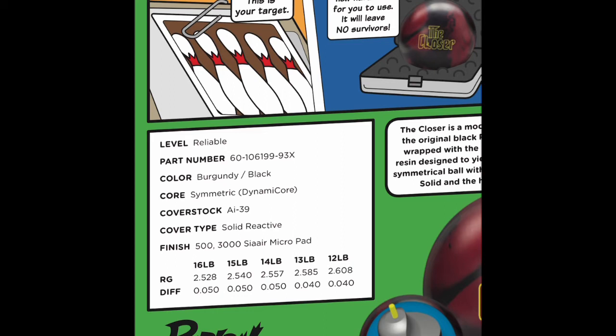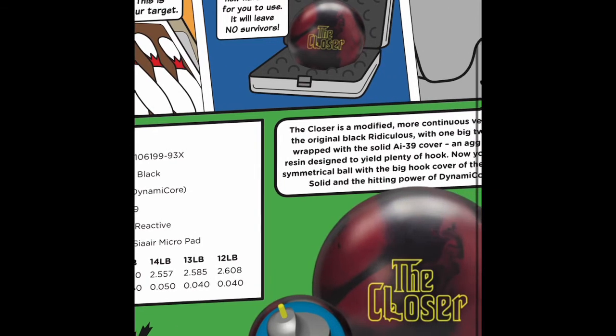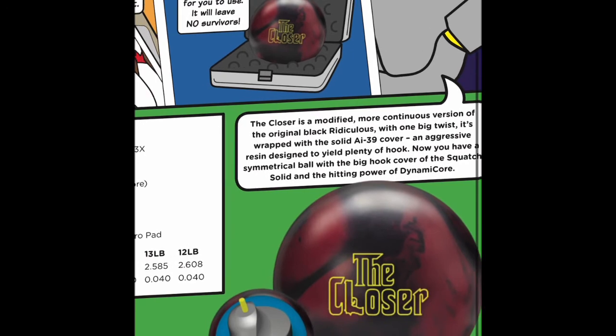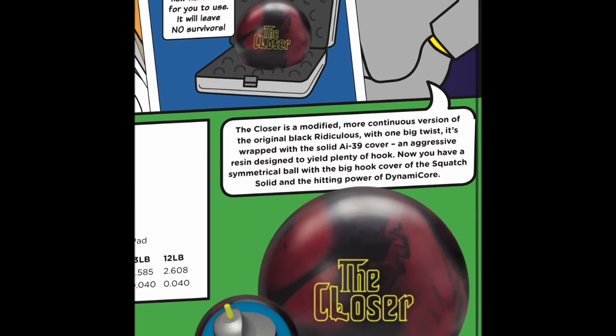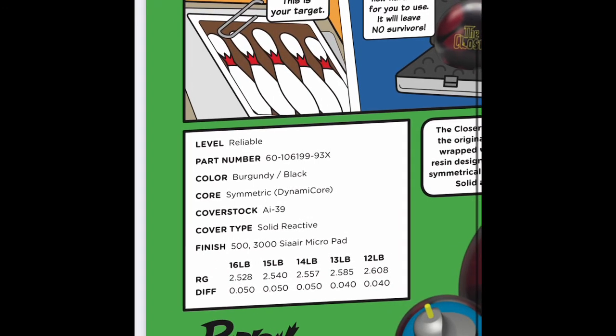But you can see on this one, the RG numbers are exactly the same. The picture of the core is identical to the Ridiculous. So basically, this is their updated remake of the Ridiculous. This is the one that they wanted to make to replace it. So if I was going to make a suggestion to replace the Ridiculous, I would go with the Closer. And also, like I said, make a note of the finish that's on it.